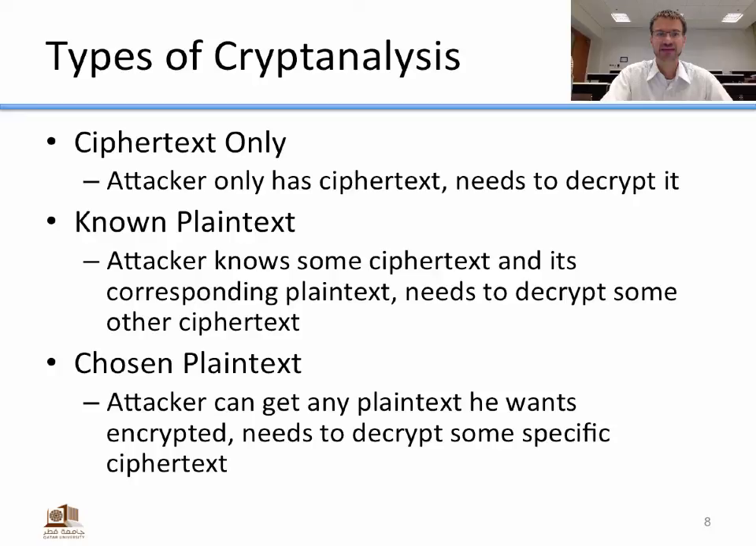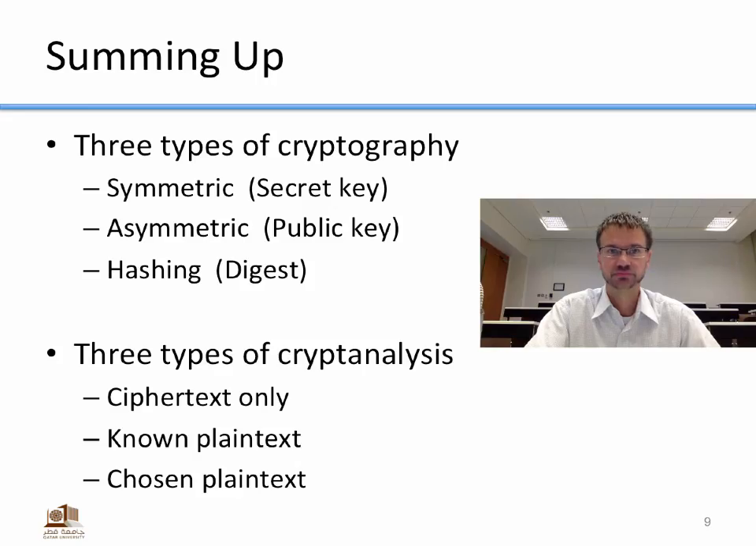So these are the three types of cryptanalysis, and we'll talk more about these as we go on in this course. Let's summarize today's lecture. We talked about three types of cryptography: symmetric or secret key cryptography, asymmetric or public key cryptography, and hashing or a message digest. We also talked about three types of cryptanalysis: a ciphertext-only attack, a known plaintext attack, and a chosen plaintext attack. That's all for now.